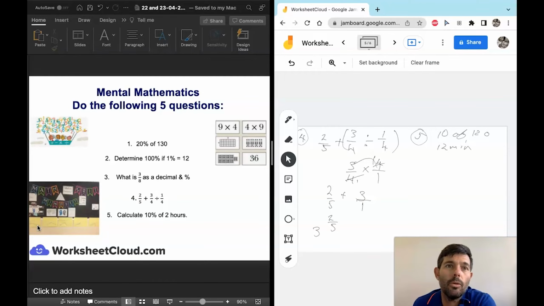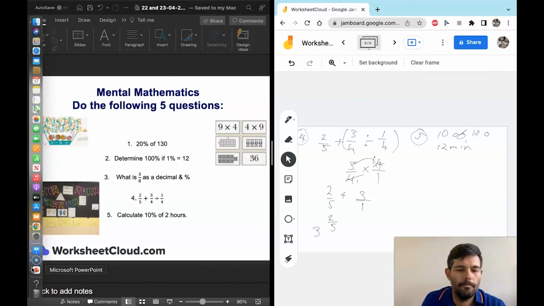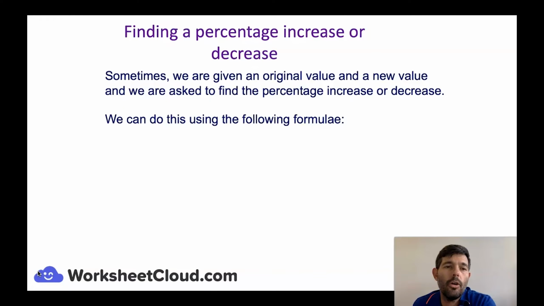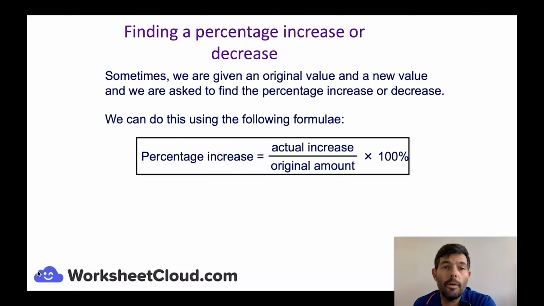Okay, let's see what's in store for us for the rest of the day. Finding a percentage increase or decrease. Sometimes we are given an original value and a new value, and we are asked to find the percentage increase or decrease. We can do this using the following formula. You take the actual increase. For example, if 5 increased to 10, the actual increase is 5, over the original amount, 5, times by 100%. That's how you work it out.